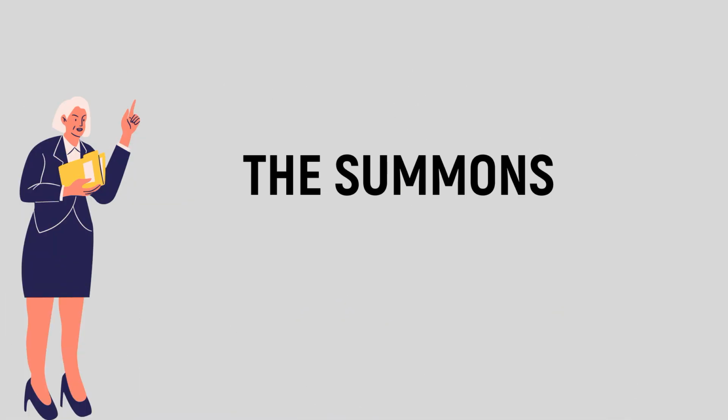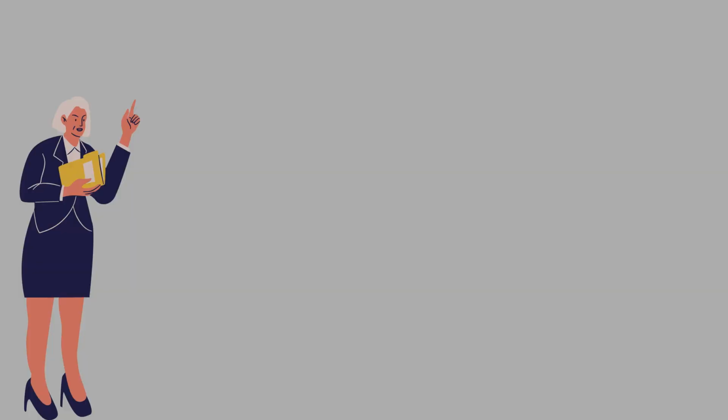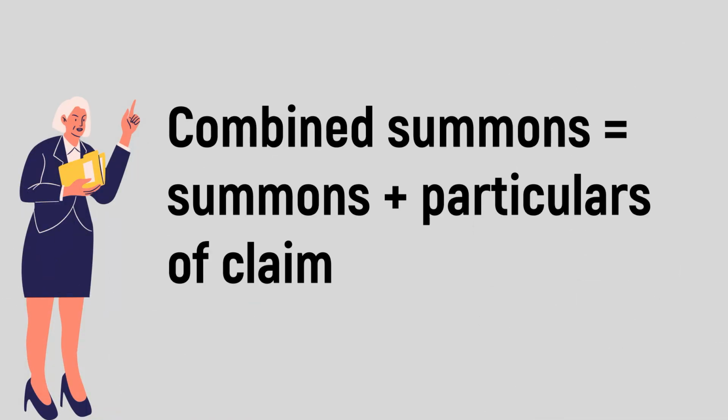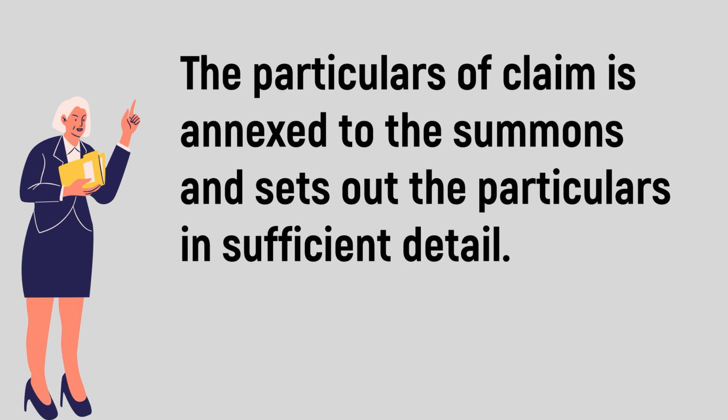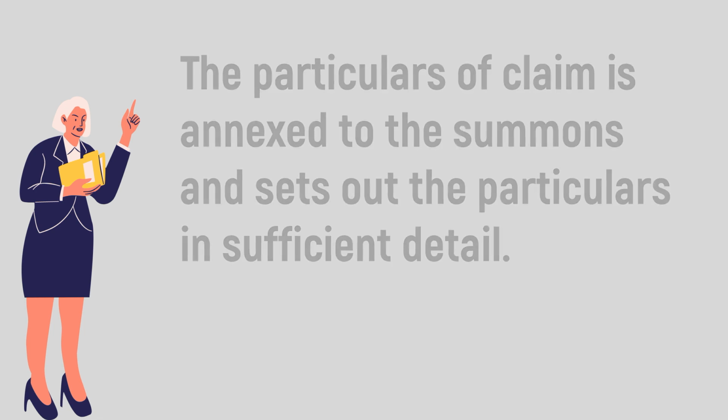The summons. A combined summons consists of a summons and the annexed particulars of claim, whereas in a simple summons, the brief particulars of the claim are set out in the summons itself. In the combined summons, the particulars of claim are set out in much greater detail in the annexed pleading known as the particulars of claim.